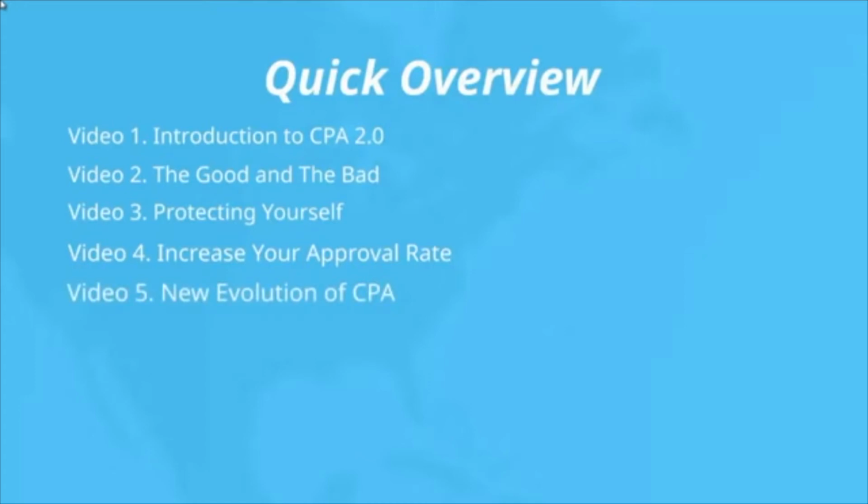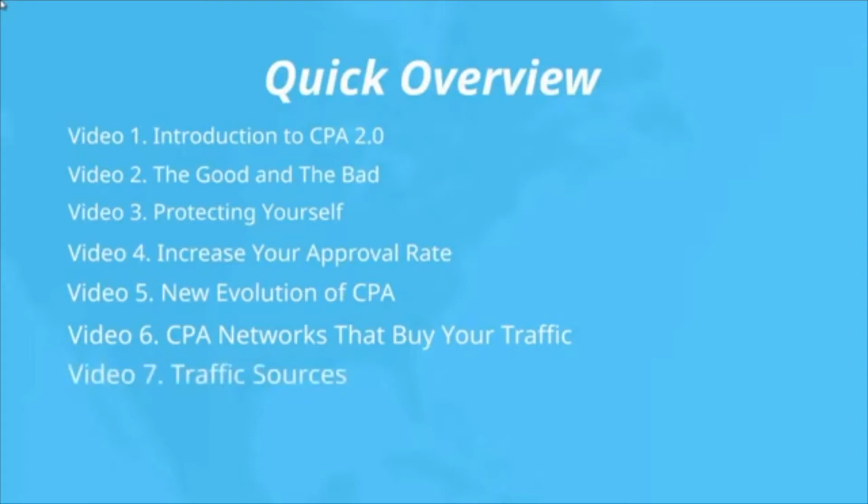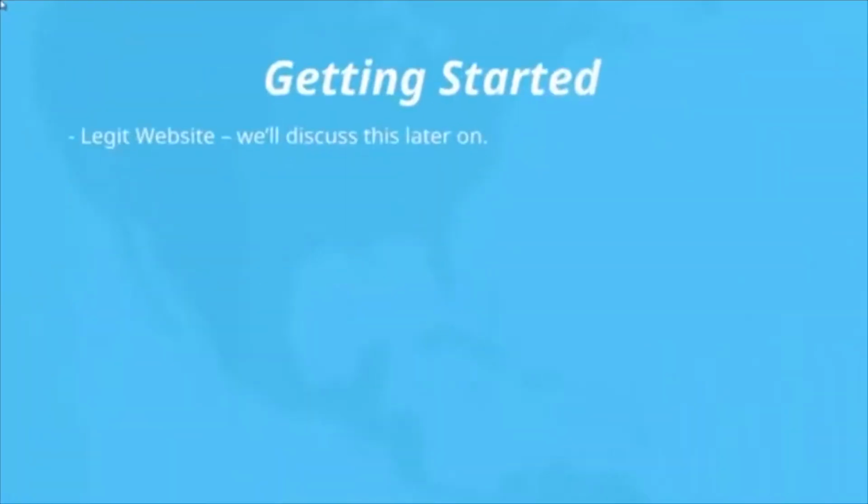Video number 5, we'll talk about the new evolution of CPA, and this is why we call this smart CPA offers. Video number 6, we'll talk about CPA networks that buy your traffic. Video number 7, we'll talk about traffic sources. And of course, video number 8 will hone in on one specific traffic source, which is going to be pop ads. And believe it or not, pop ads or pop unders still convert today. But this is a specific site which is located at popads.com. All right, so with that said, let's talk about what you need to get started.